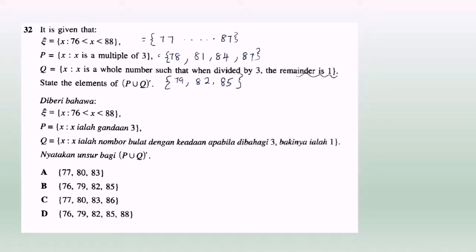Okay, so the complement of P union Q is the elements not in the set P and not in the set Q also. Okay, so 77, 78 got already, 79 also got, 80, 81 cannot, 82 cannot, 83, 84 cannot, 85 cannot, 86, okay, 87 cannot, so that's all. Okay, so the answer is C.